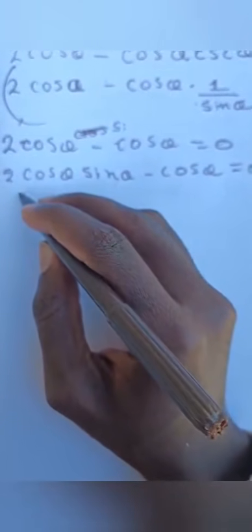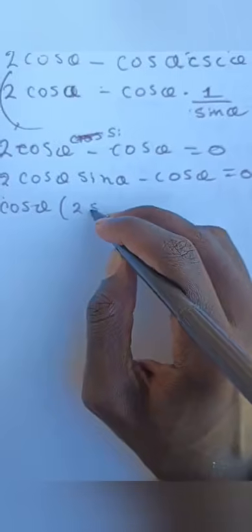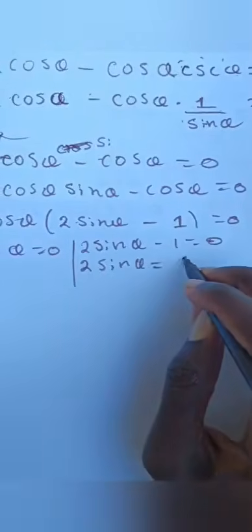So what we're going to do next is factor out cos theta. We are going to remain with 2 sine theta minus 1. So we get cos theta equated to 0, and we get 2 sine theta minus 1 equal to 0. Then we're going to have 2 sine theta is equal to 1. Okay, so divide through by 2 over 2. Then we now have sine theta is equal to 1 over 2.